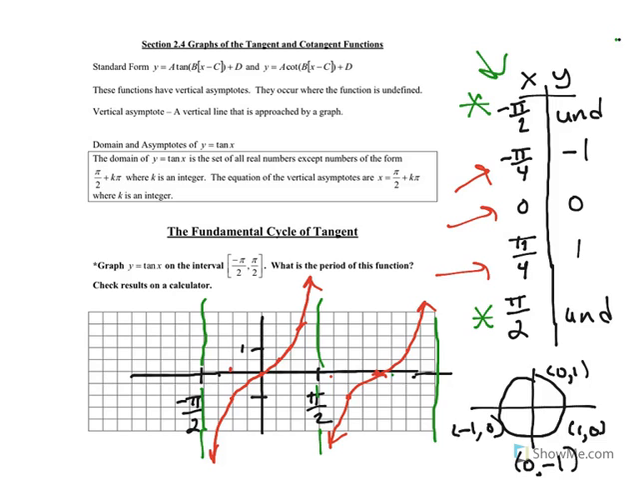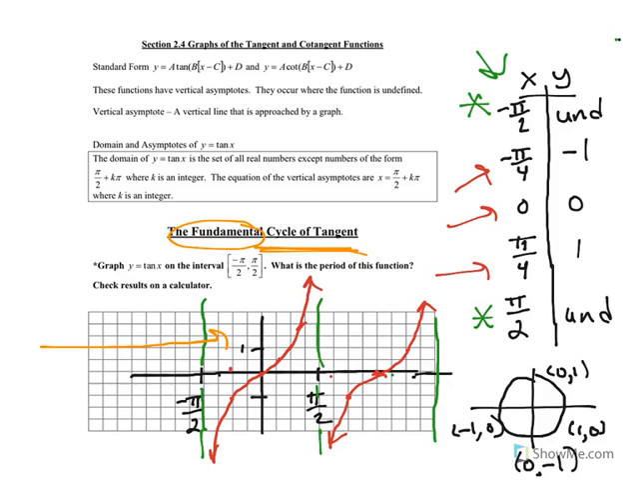So this first one that we graphed right here, that is what we call the fundamental cycle of tangent. So it's going to start with that cycle, and then after that you're going to apply any A, B, C, or D values for transformations.